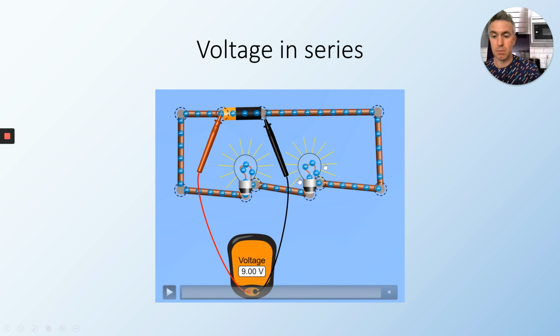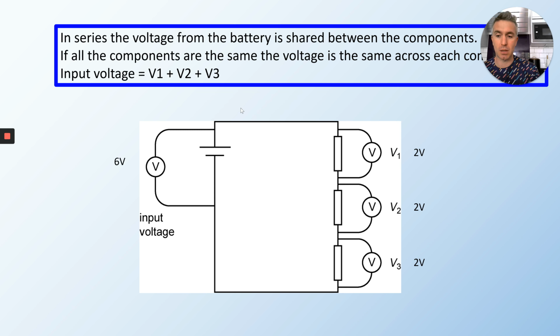4.5 plus 4.5 equals 9. If you add the 2 components, you get the same as the battery. Whatever you have, if you add the 2 components, you get the same as the battery. Whatever you get from the battery has to be shared between the components.